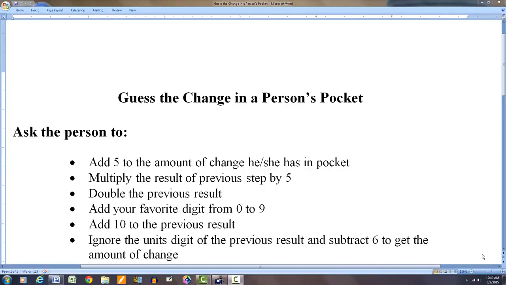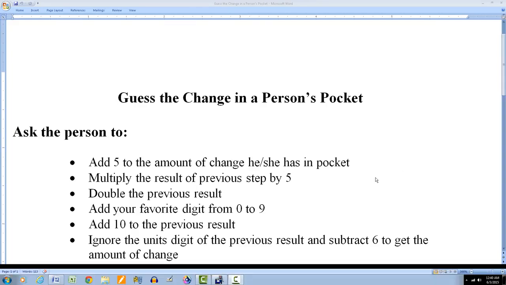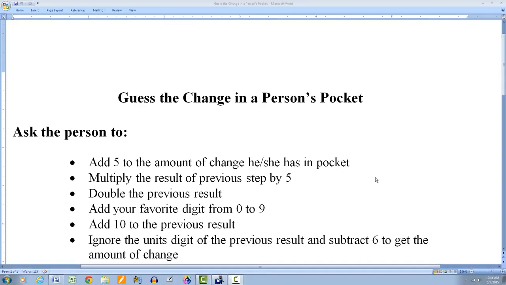Okay, this video will be similar to the last video I did. Some of the operations are going to be a little bit different, but you can use mathematics to guess the change that a person has in his or her pocket. And we'll assume that it's, say, in pennies. So if it has less than $1, say 50 cents, say 50 pennies. If it's more than $1, say $1.50, we'll call it 150, and so forth.